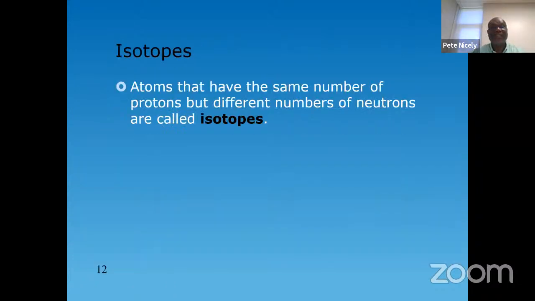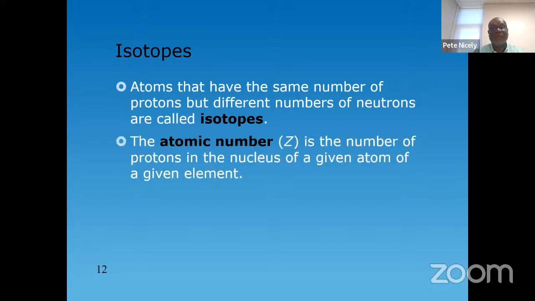Then we get to another definition that you should have met before, isotopes. Isotopes are basically atoms that have the same number of protons, but the number of neutrons would be different, all right? And at this juncture, I'm going to define, again, another term that you should know about, the atomic number, oftentimes symbolized by the uppercase letter Z. That's a convention that is used. And that, of course, is the number of protons in the nucleus of a given atom of a given element.